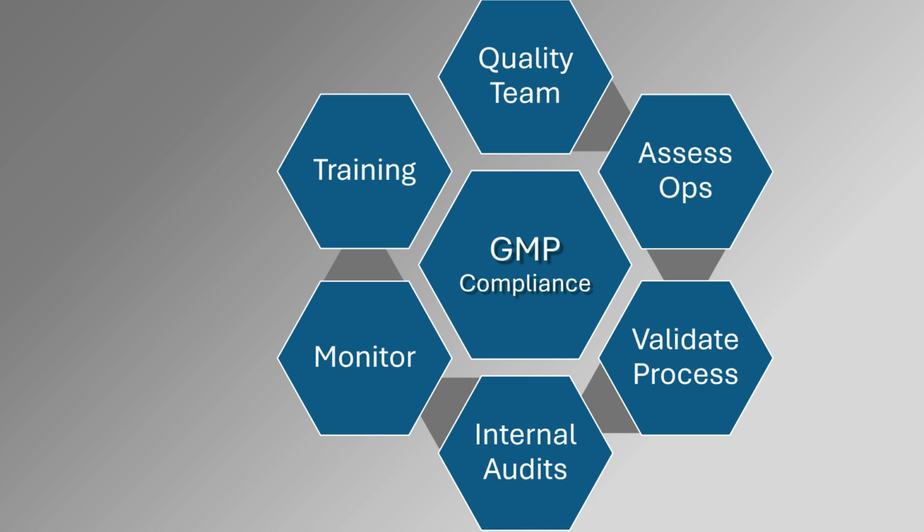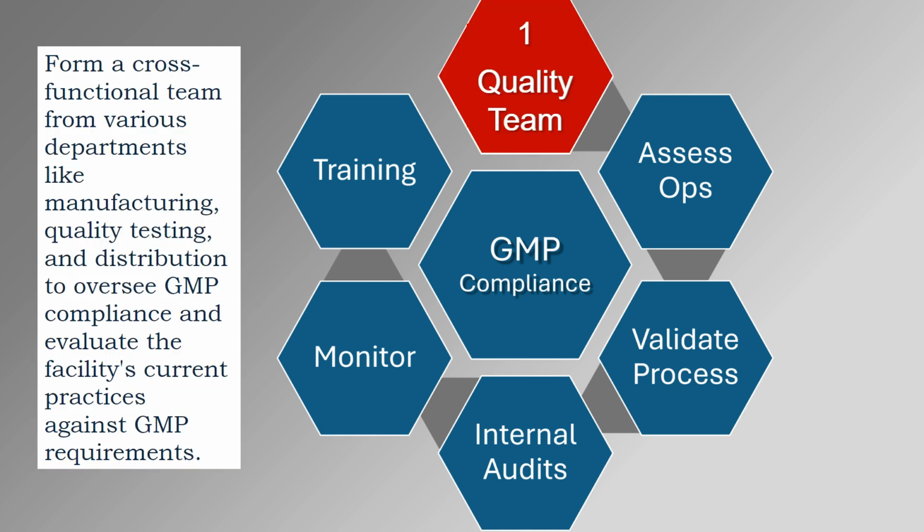You can comply with GMP standards by following 6 measures, whether you manufacture human food or pharmaceuticals, by forming a quality team. Form a cross-functional team from various departments like manufacturing, quality testing, and distribution to oversee GMP compliance and evaluate the facility's current practices against GMP requirements.